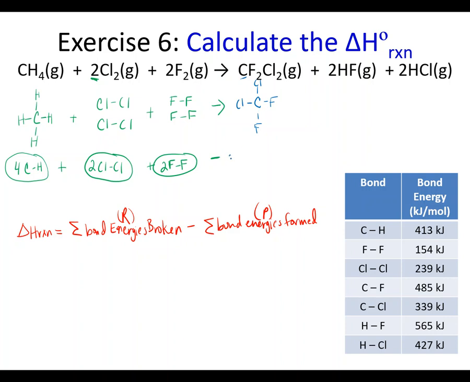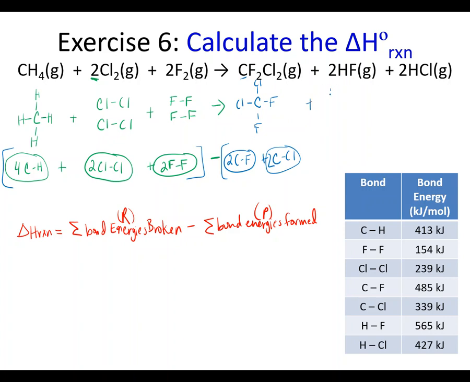So we have 2 C to F's, and this is bracketed because, you know, this is a group together, this is a group together, like so. We have 2 of these as well, 2 of the C to Cl bonds, like so. And that's just out of that one particular product.